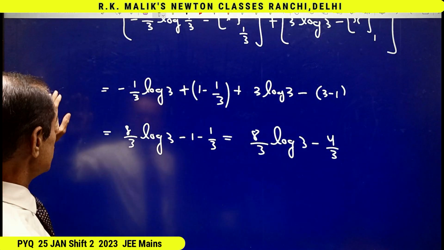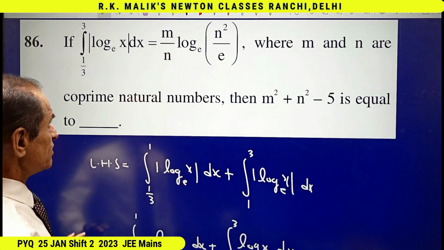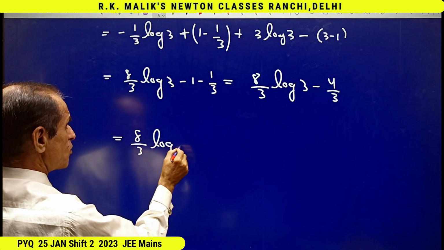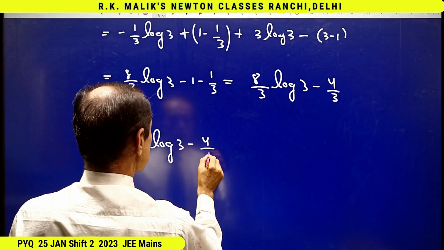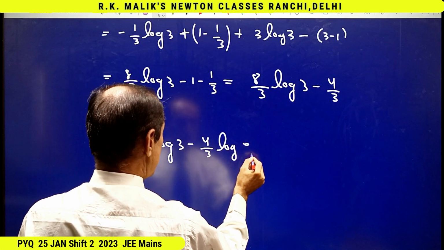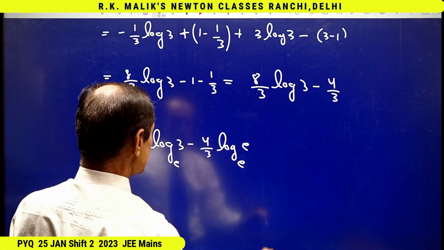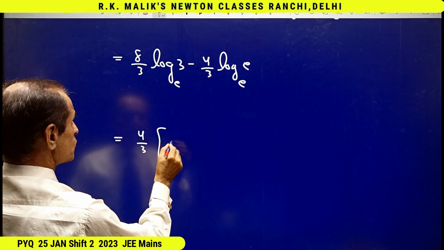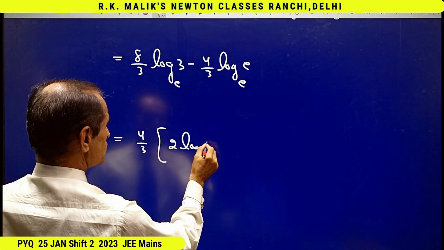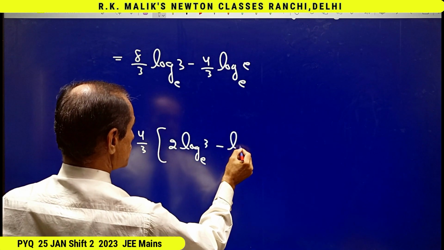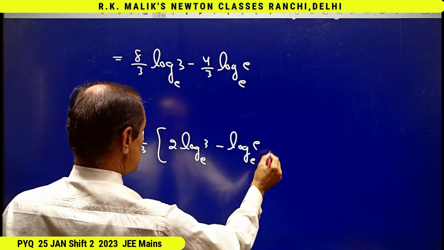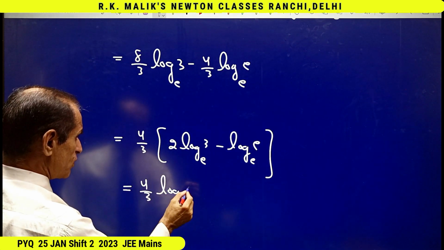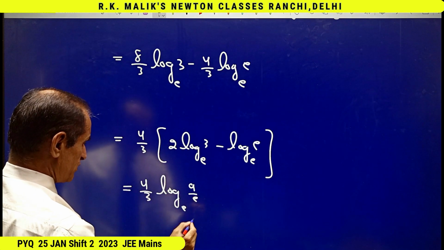Now we bring it in the form of right hand side, we'll be getting 8 by 3 log 3 minus 4 by 3 log e. Here base in both the cases is e. That is, I get 4 by 3 into 2 log 3 to the base e minus log of e to the base e. That is, I get 4 by 3 log of 9 upon e, base e.